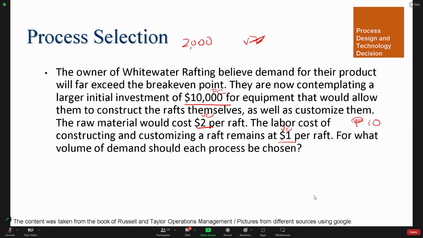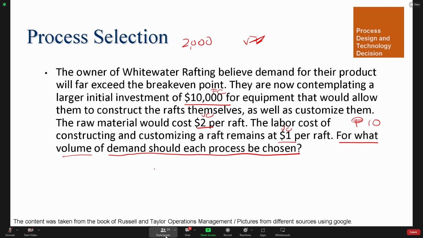Okay. So, let's compute. Kasi tinatanong dito, for what volume of demand should each process be chosen? Oh, for what volume? Gaano kadami ang units na maibebenta mo will determine kung anong proseso ang i-choose mo. A, labor-intensive, or B, semi-automated machines. Okay. So what are you going to do?